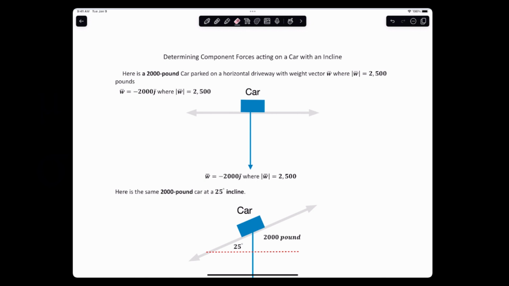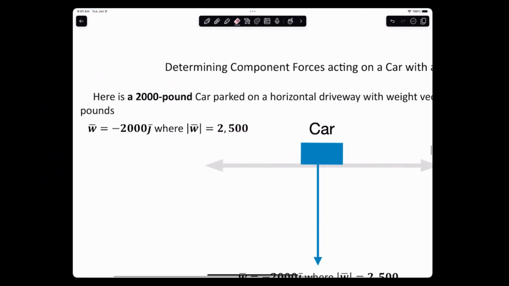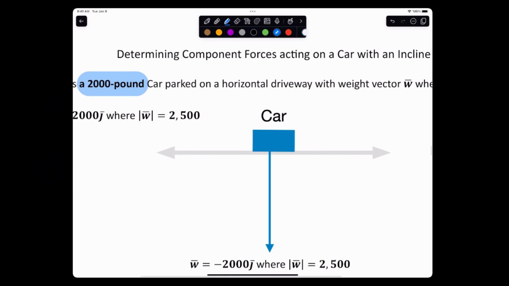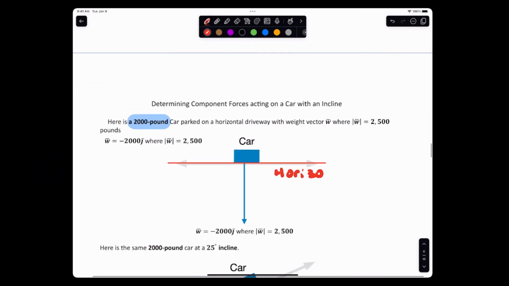So I want you guys to understand something here, that cars have weight. And you might say they do. Yes, they do. And in this example, you have the weight of a car. It's a 2,000-pound car. Here's your car. And it's parked on a horizontal driveway. Now, that's an important idea, to say that the driveway is horizontal. Okay? So there's a horizontal line is what they mean. And that's a very important detail.